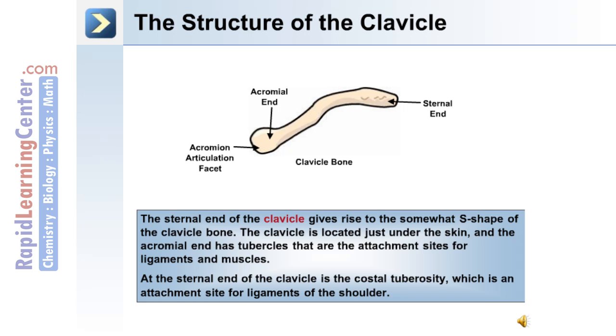The clavicle is located just underneath the skin, and the acromial end has tubercles that are attachment sites for ligaments and muscles. At the sternal end of the bone is the costal tuberosity, and this is an attachment site for ligaments of the shoulder.